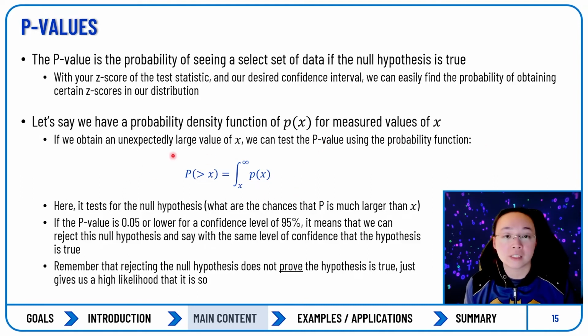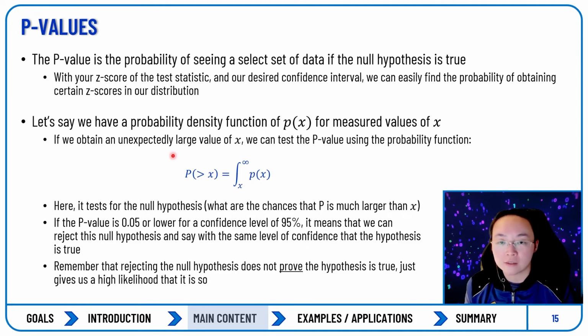And here it's going to test for the null hypothesis. Basically, what are the chances that the value is much larger than x? So if the p-value is 0.05 or lower for a confidence level of 95%, it means that we can reject the null hypothesis and say with the same 95% level of confidence that the hypothesis is true.